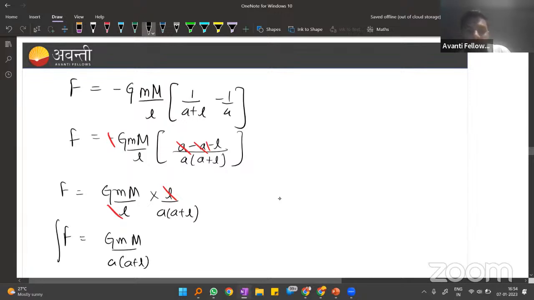Now, to be very honest, it seems very hard, but it's not. Trust me, it's very easy. Once you get a hang of it, if you revise it multiple times, you'll see how simple it is.